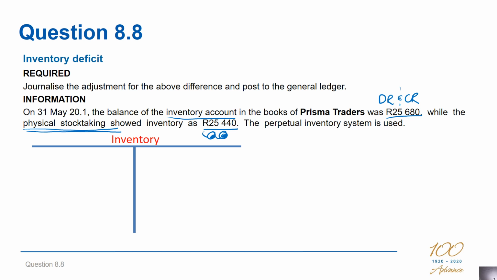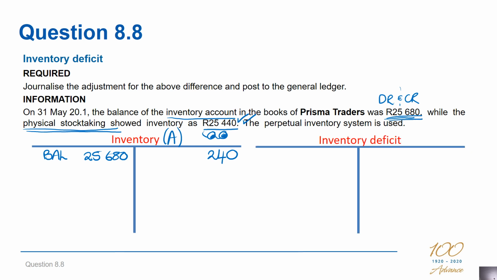So we're going to take our inventory account with the balance of 25,680. And now we have to turn this 25,680 into the amount that we physically confirmed with our stock take. So we will have to deduct an amount of 240 Rand from the inventory account, from the asset, as to not overstate our asset and leave it at 25,680. For every debit, we need a corresponding credit.